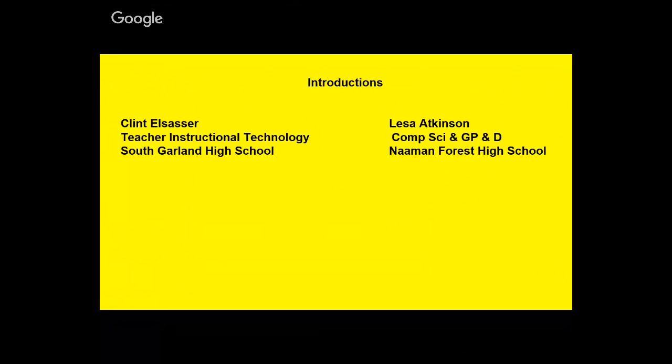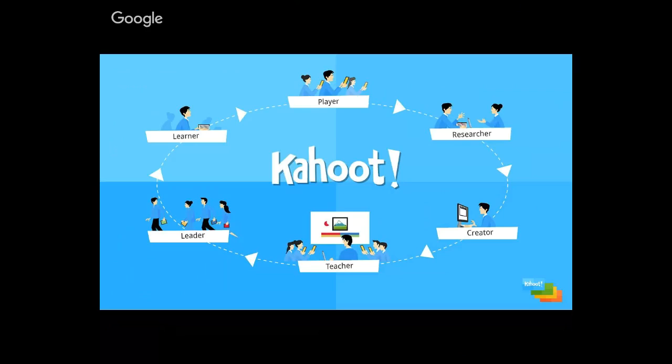Okay, so next, here's what Kahoot looks like. You've got your players, you've got your researcher, you've got your creator, which is you, the teacher, you've got your leaders, and you've got your learners.